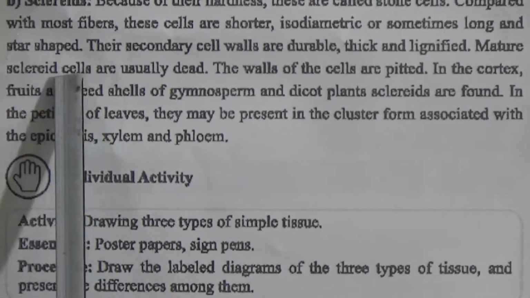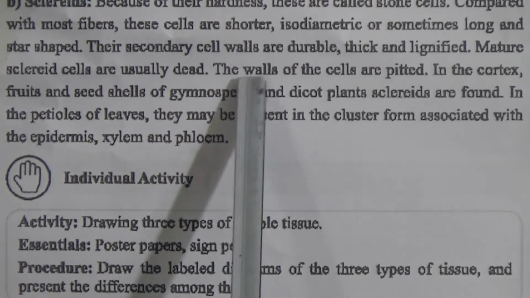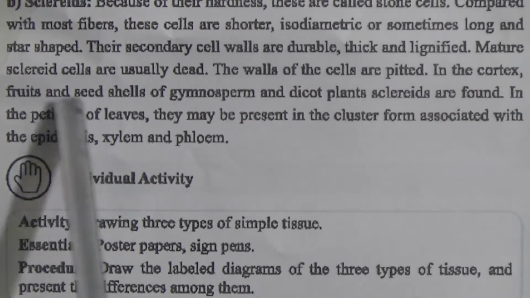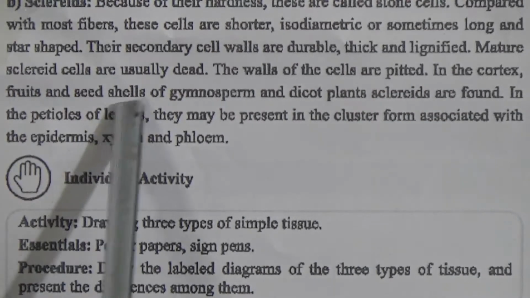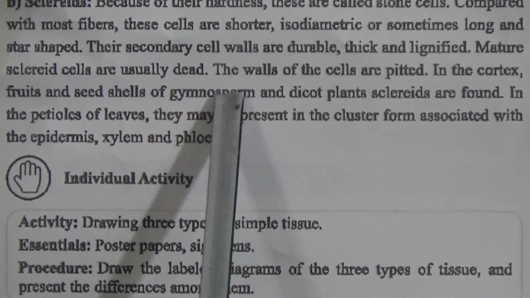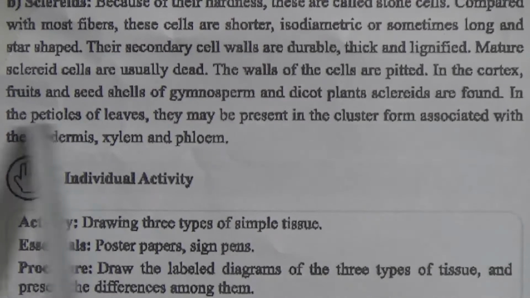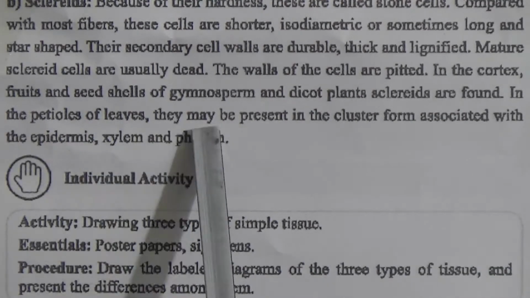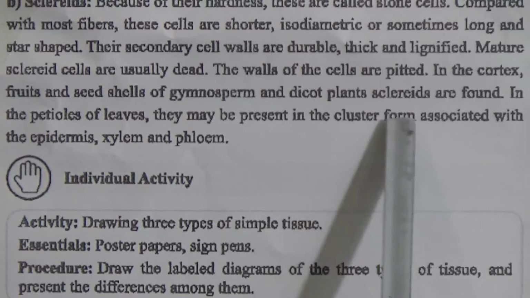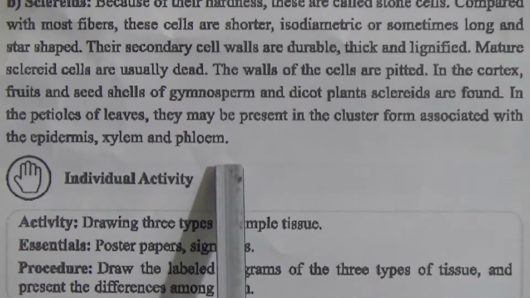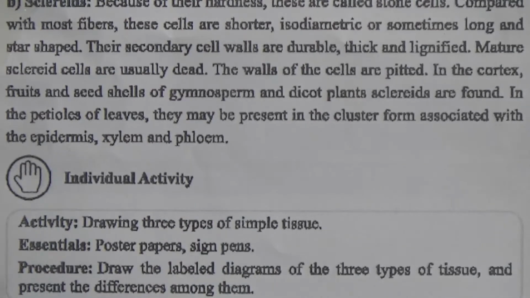Matured sclereid cells are usually dead. The walls of the cells are pitted. In the cortex, fruit, and seed coats of gymnosperms and dicot plants, sclereids are found. In the petiole of leaves, they may be present in clusters associated with the epidermis, xylem and phloem. Now come to complex tissue.